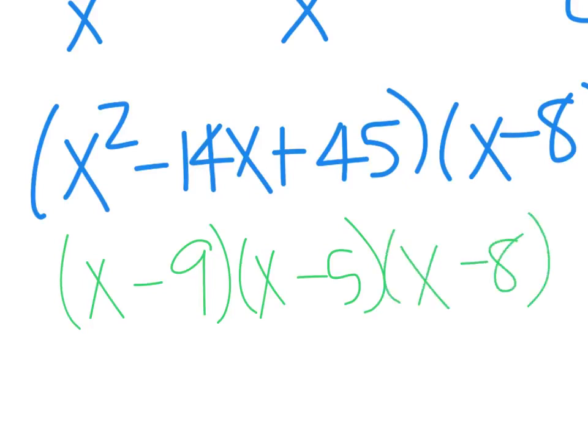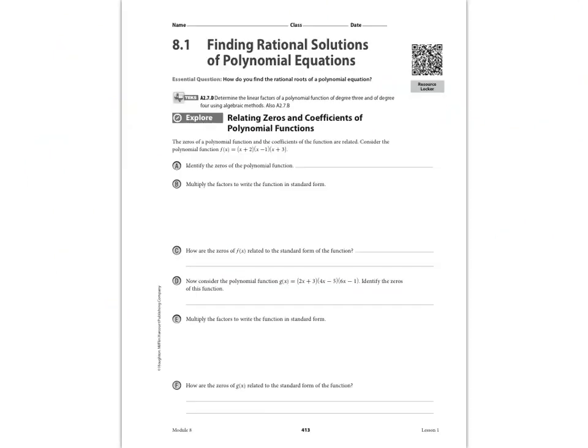So now that I have these three factors, could I turn around now and graph this? Yes, because I know what the generic shape is. I know what my x-intercepts are. That's what we spent all of 6.2 doing. So I could turn around and graph this if I needed to. Okay, so look at page 413 on your, on 8.1.